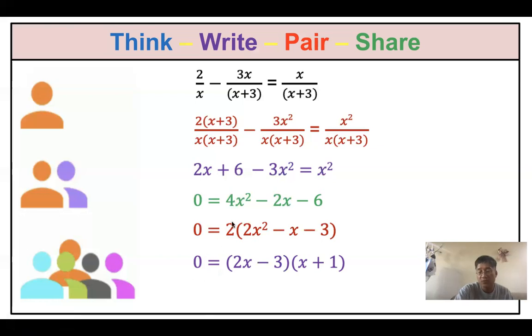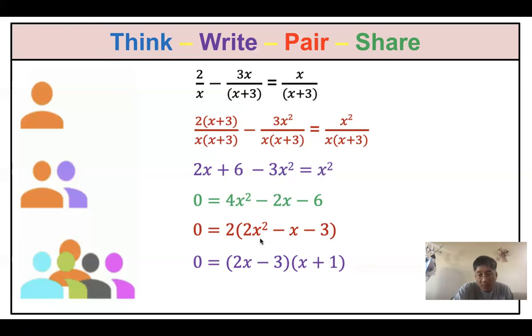You divide the 2 on both sides. 0 divided by 2 is gone, right? So it's okay, right? So this and this is not equal, but I removed the 2. But if you want, you can keep the 2. It's okay. You can keep the 2.